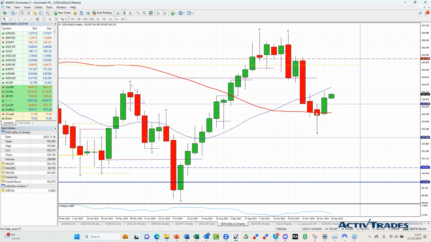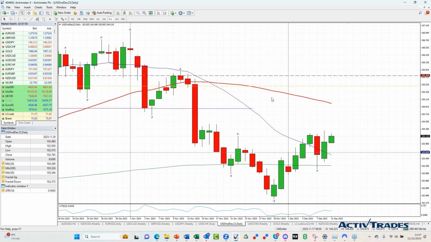The start of last week, we printed a rejection candle here off the 50, which turned into a weekly morning star there. If we go into the daily chart, you can see that's what happened at the end of last month. We've just come off now. The dominant trend is still to the downside, but there's already a little bit of pressure there. I'll be looking to see how we trade and break through that level, about 104.10.